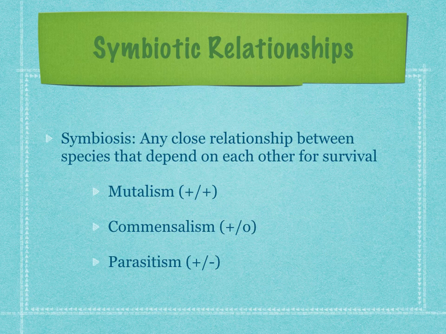Symbiotic relationships, or symbiosis, are any close relationship between species that depend on each other for survival. And there are three main symbiotic relationships that we're going to be talking about. The first one is mutualism, indicated by a plus sign and a plus sign. The second one is commensalism, indicated by a plus sign and a zero sign. And the third one is parasitism, indicated by a plus sign and a minus sign.